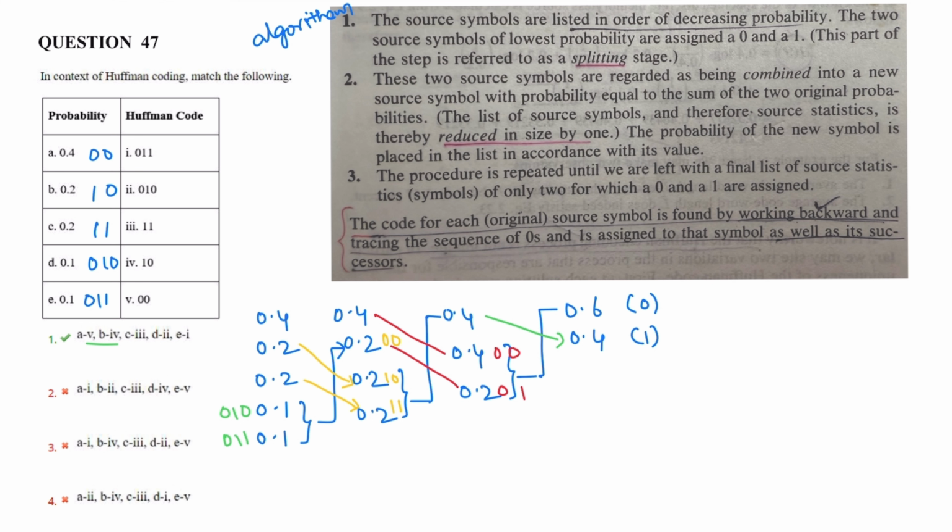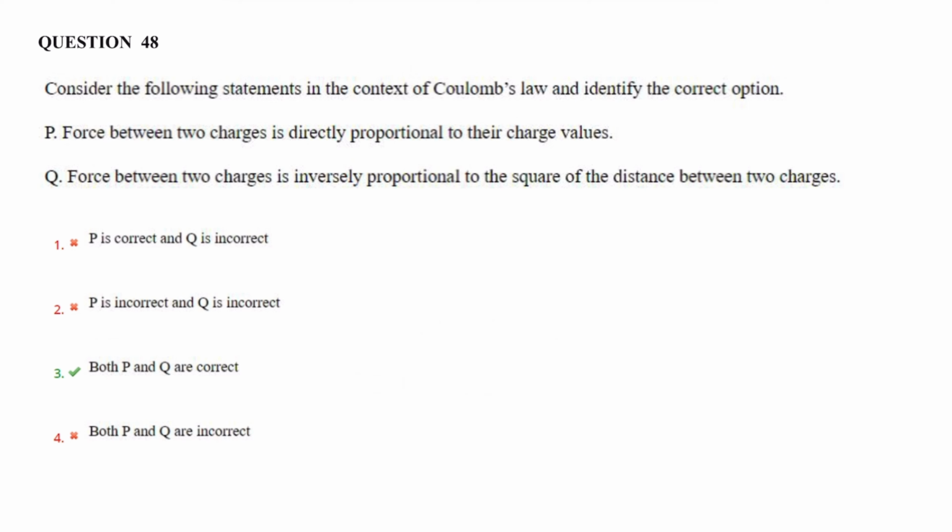Next question. Consider the following statements in the context of Coulomb's law. Coulomb's law states that the force between 2 point charges q1 and q2 is directly proportional to the product of the charges, and the force of attraction is inversely proportional to d square, and this force acts along the line joining them.